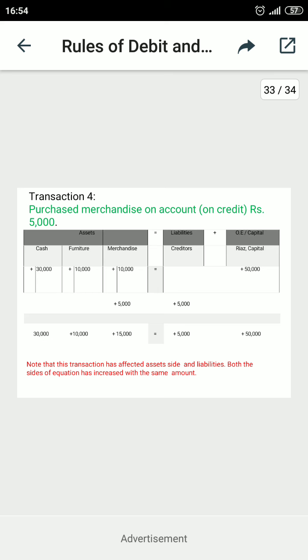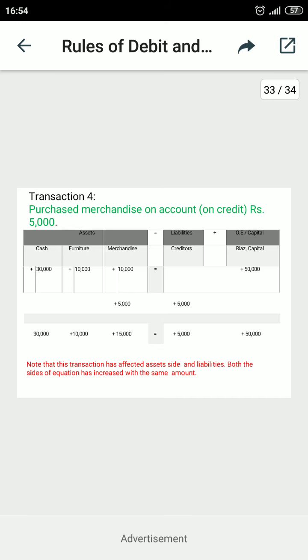So the result you may see: cash earlier 30,000, no change, balance 30,000; furniture 10,000, no change; merchandise 10,000, now purchase 5,000, so the balance is 15,000. Creditors were earlier 0 and have now increased by 5,000. The capital will remain the same, 50,000, no change. So only 5,000 is reacting, on both the asset and the credit side, so the equation will remain the same, 55,000.